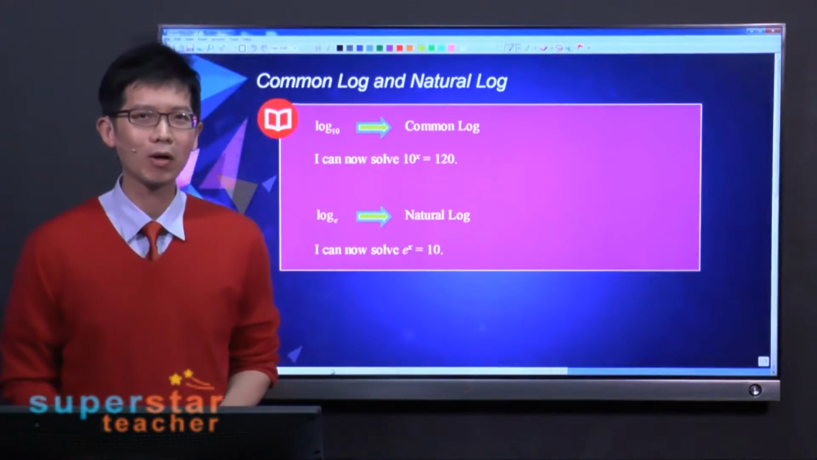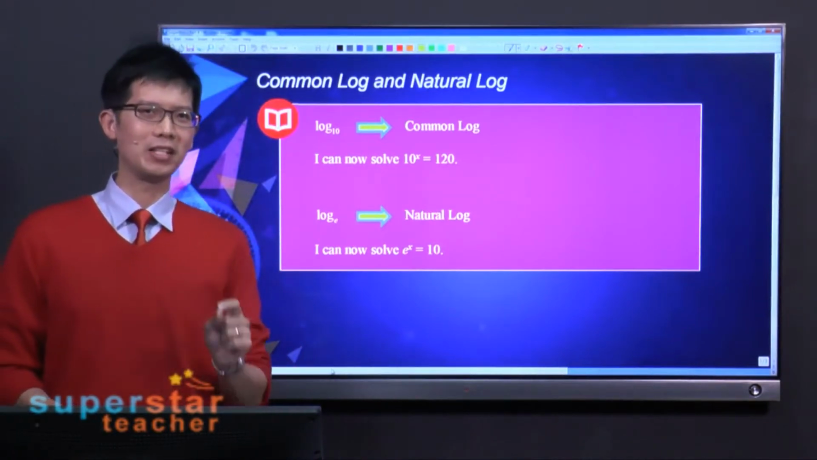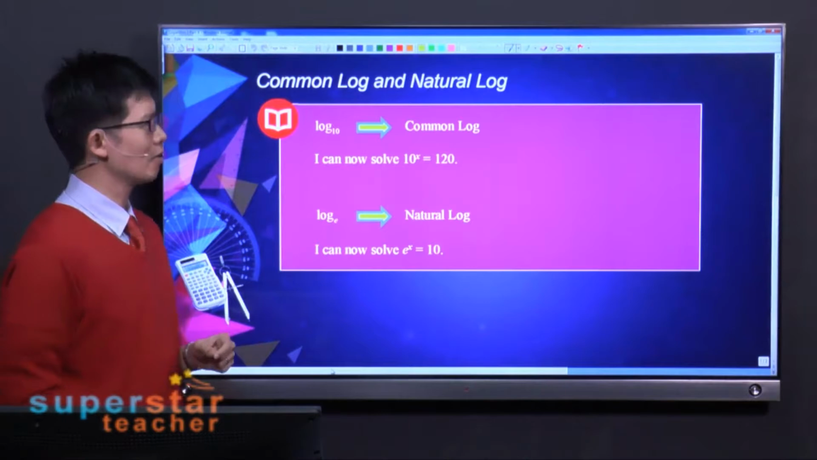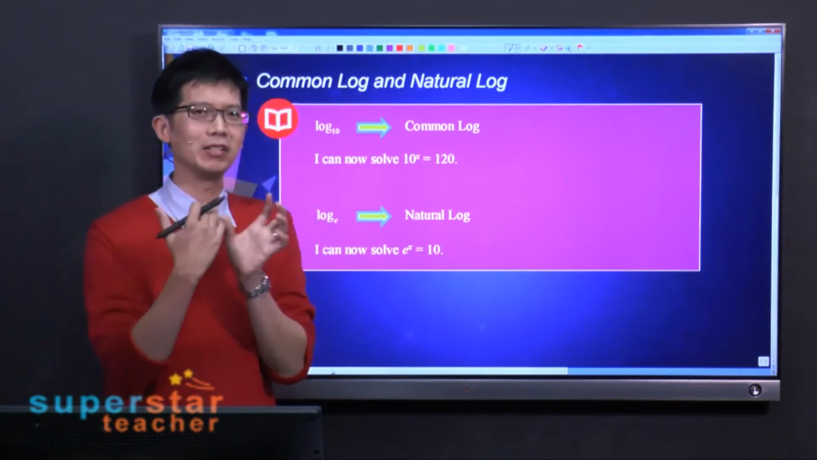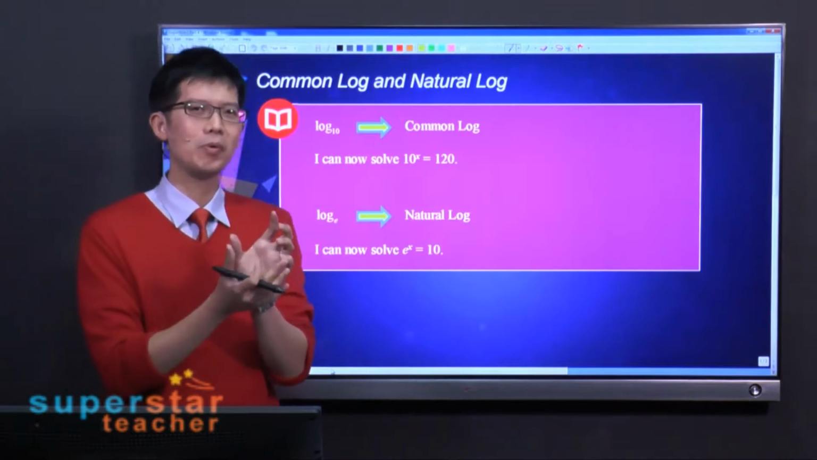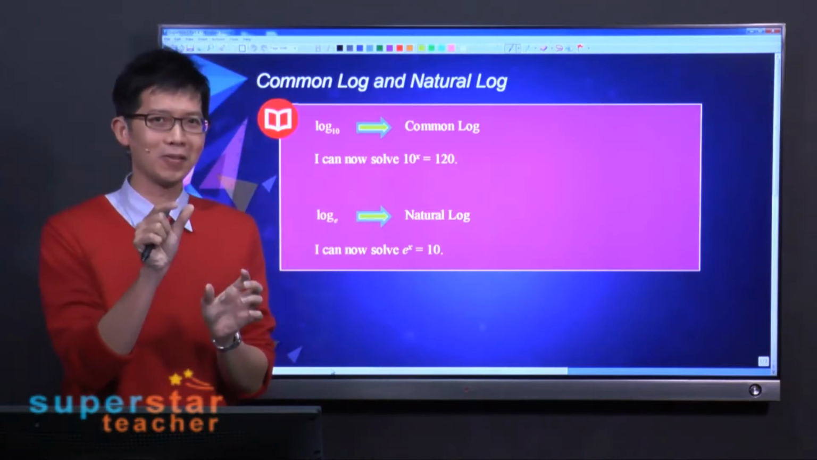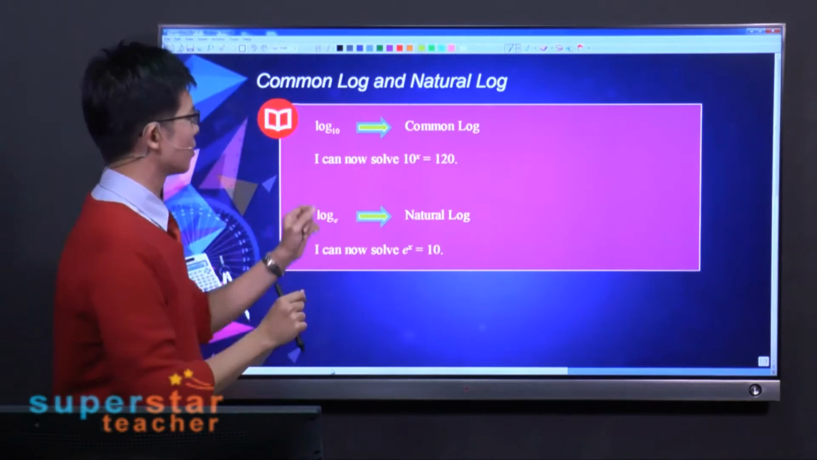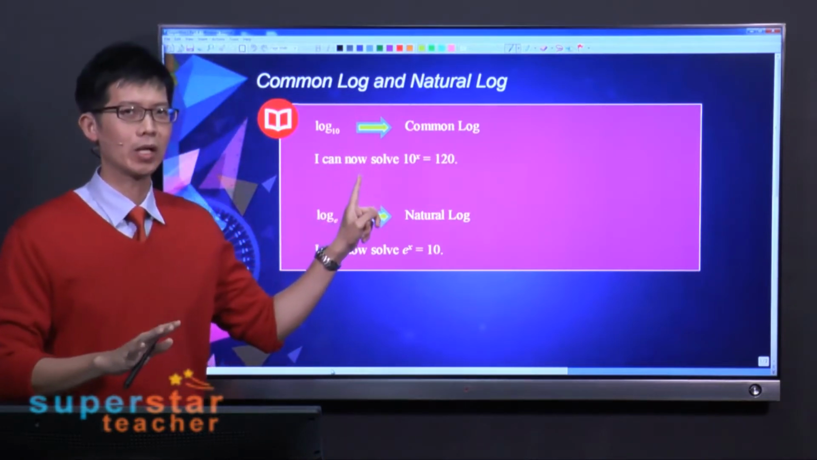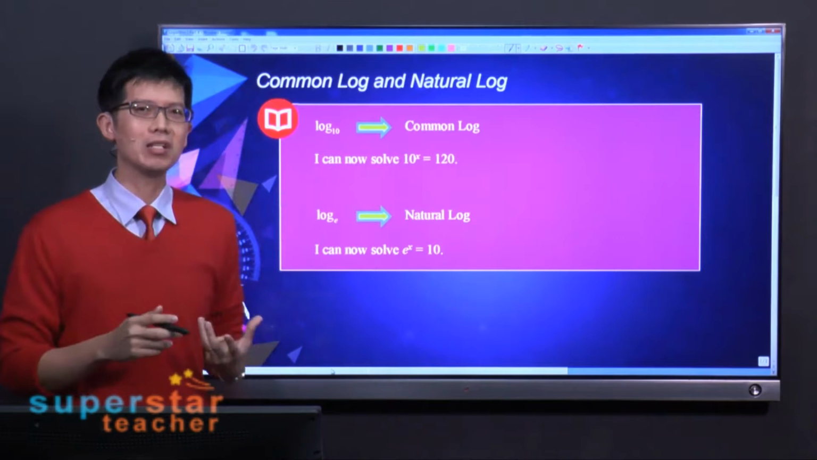Now we want to talk about the common log and the natural log. In your calculator, if you look at the buttons you have, you probably find one button that says log. Now, the log button in your calculator handles log base 10 only. Why 10? Why is 10 such a special number?